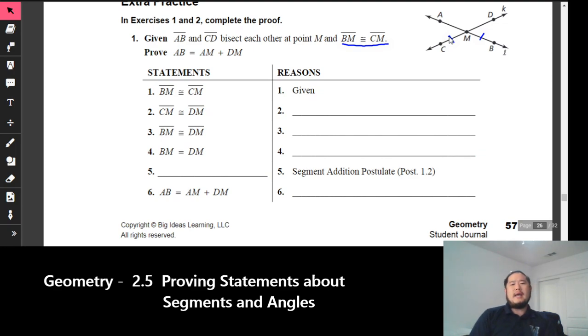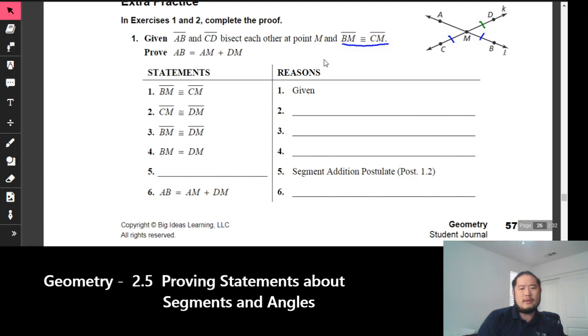It also says, remember, in the beginning, that AB and CD bisect each other. So if segment AB and segment CD bisect each other at point M, we could also say that there are other segments that are congruent. Those other segments can be CM and DM. Those two are congruent as well. What could also be congruent is BM and AM. All those parts are congruent to each other.